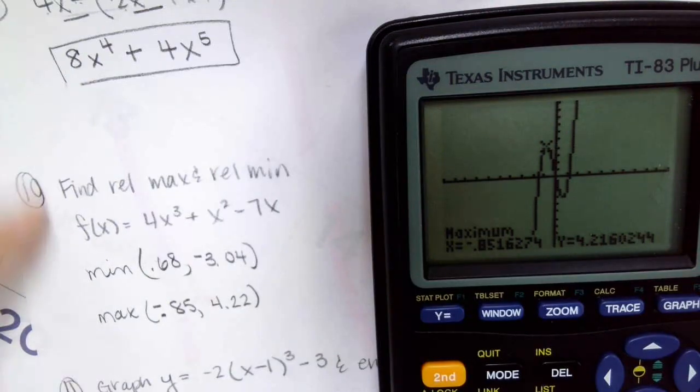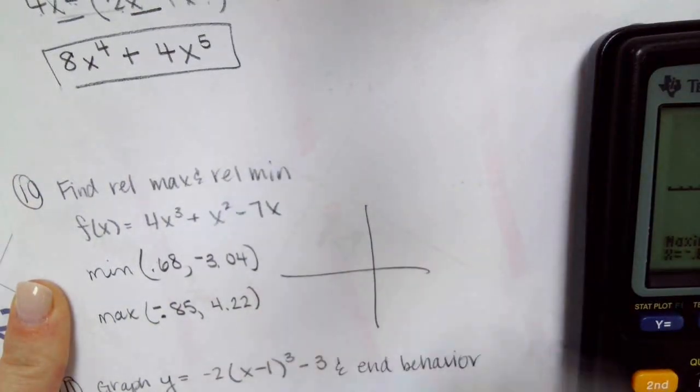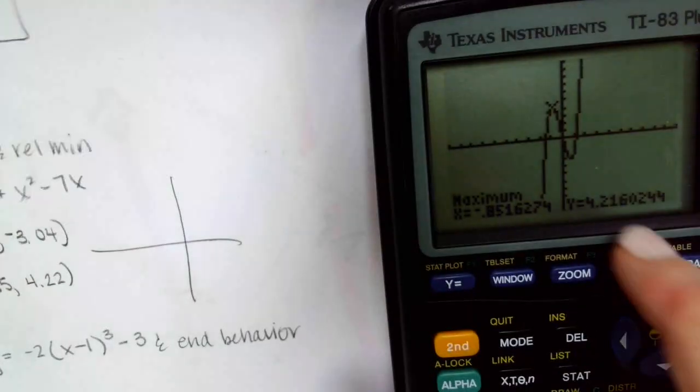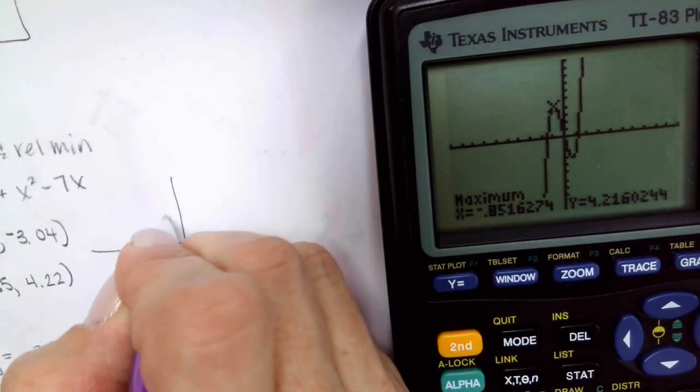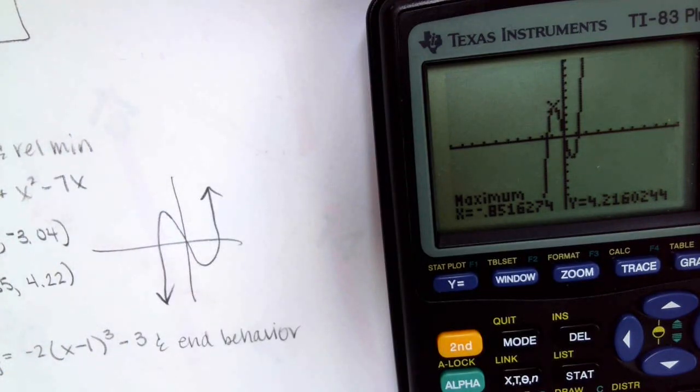Okay. All right, so that would be the relative max and min, and then to sketch it, you're going to just replicate exactly what you see here. So that's going to look like this. Should probably be prettier, but that's okay.